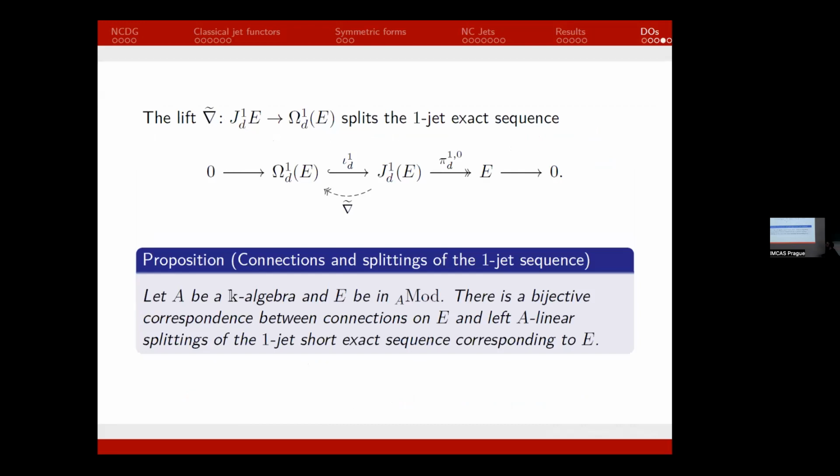Another interesting property of connection is the fact that the lifting from the one jet to omega 1 of v is a splitting of the jet exact sequence, and it turns out even more that connections are in one-to-one correspondence with the splittings of the one jet exact sequence, exactly as it happens classically. So this is another result that gets generalized perfectly to the non-commutative setting.